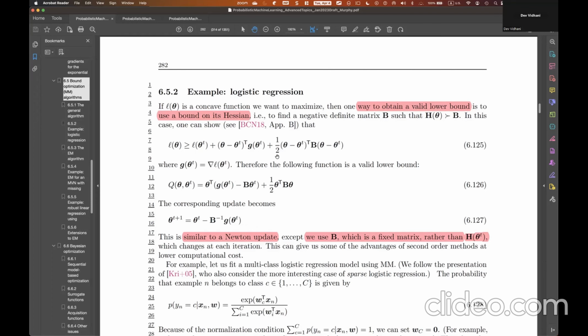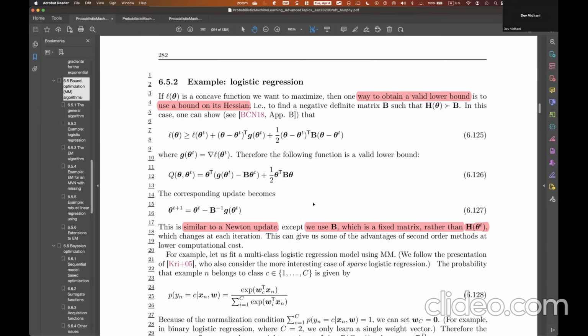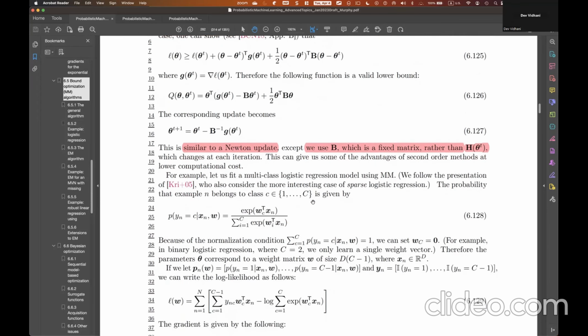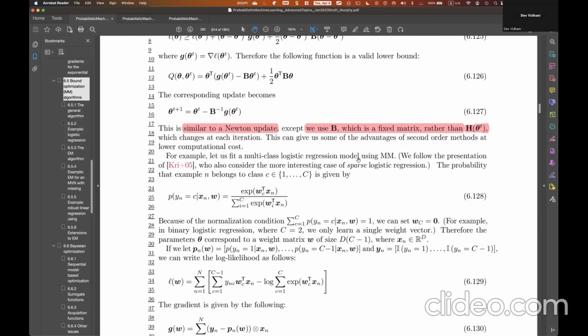In this case, if you have that, then you can estimate your next value of the parameter by using your Newton update method. So you will see that many of the future discussions are focused on finding that lower bound on the Hessian.